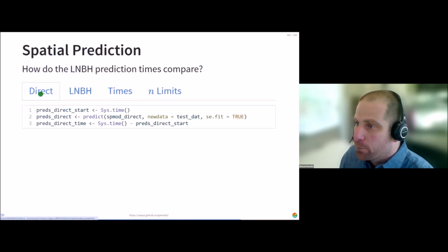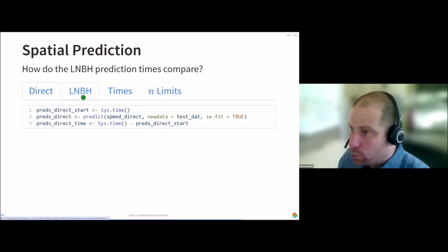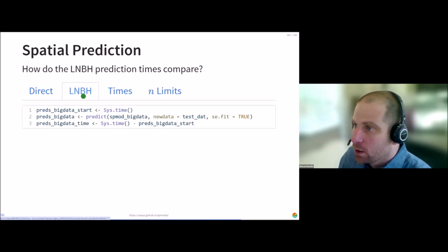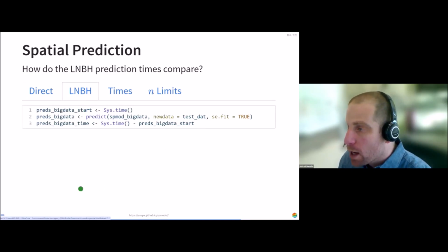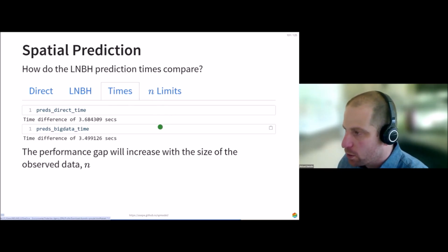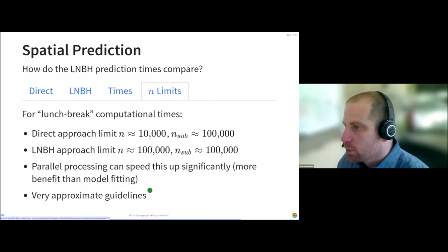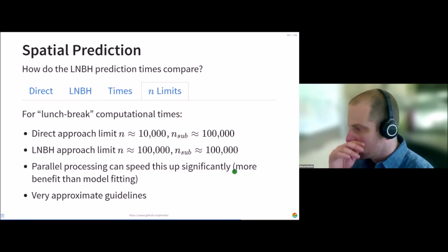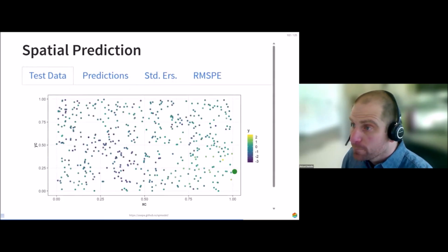And then we have predictions here, again using the direct approach with the standard prediction versus the big data model combined with local neighborhood prediction. These have kind of similar computational times, but really this does change drastically as the sample size gets bigger. It's just that this was a bit smaller of a data set. And here are some lunch break computational times. For the big data stuff, about 100,000 observed data and 100,000 prediction points is about on your lunch break, though there's parallel processing as well.